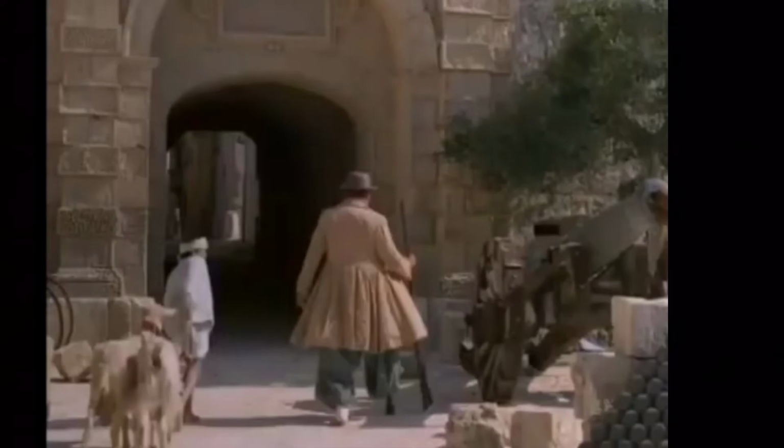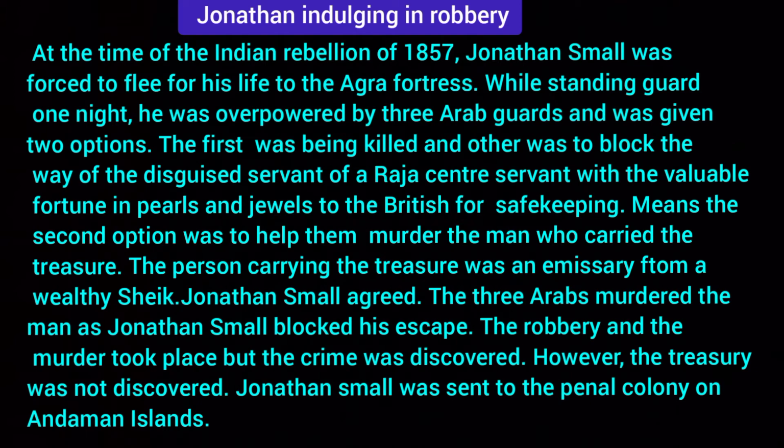Jonathan Small confesses that years before he was a soldier of the 3rd Buffs in India and lost his right leg in a swimming accident to a crocodile. After some time, when he was an overseer on a tea plantation, the Indian Rebellion of 1857 occurred and he was forced to flee for his life to the Agra fortress.